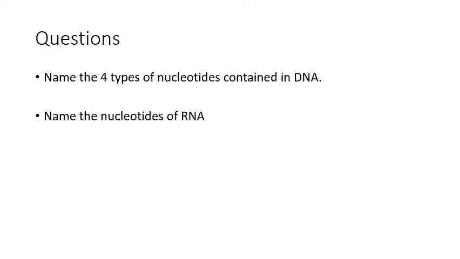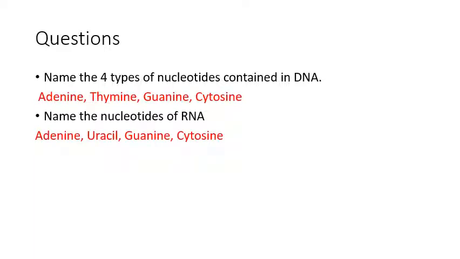All right, so name the four types of nucleotides in DNA and the four types of nucleotides in RNA. So remember that they're not quite exactly the same. Right, so there's your answers. In DNA, it's A, T, G, C. So adenine, thymine, guanine, and cytosine. In RNA, it's adenine, uracil, guanine, and cytosine. So no thymine in RNA.